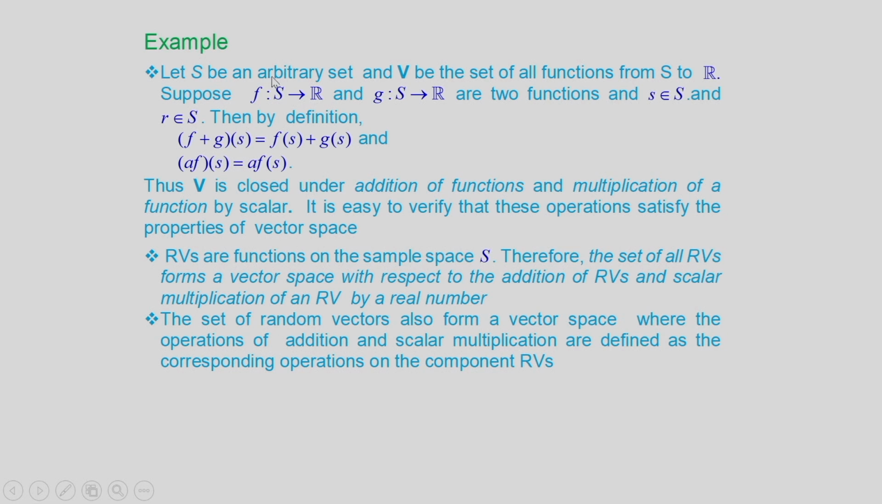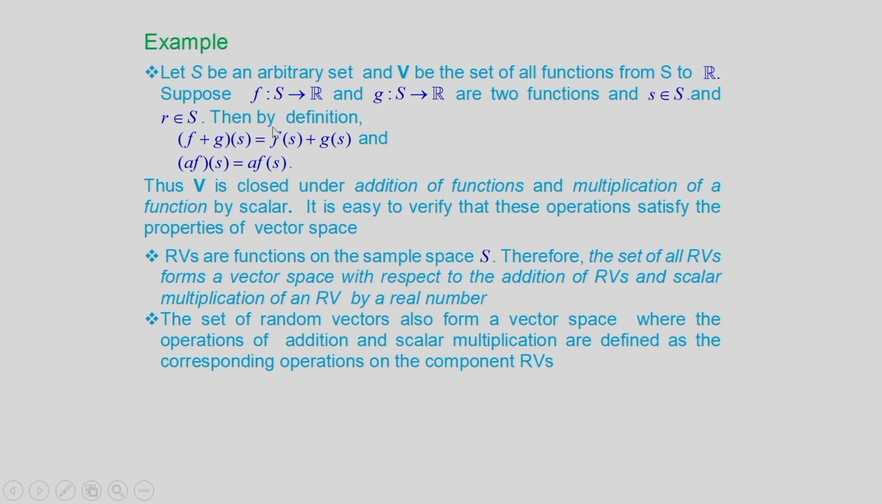We will give another example, and this example is important for us. Let S be an arbitrary set and V be the set of functions from S to R. Suppose f from S to R and g from S to R are two functions, and s is an element of S. Then by definition, (f plus g) at the point s is equal to f(s) plus g(s), and also (a f) at the point s is equal to a times f(s).